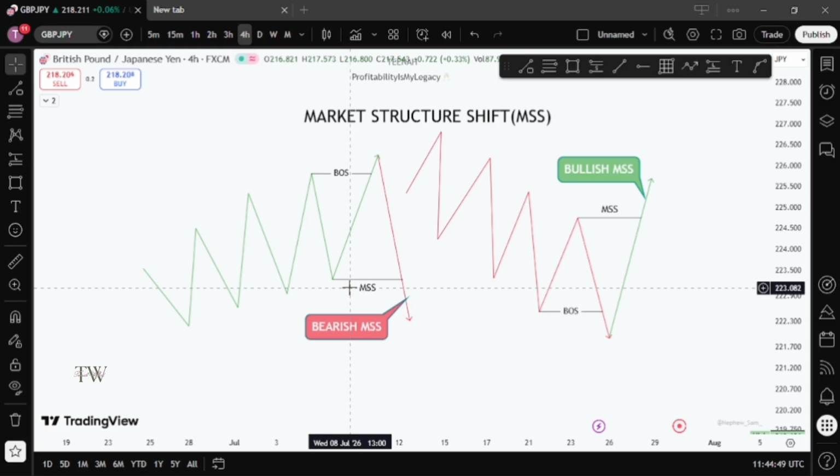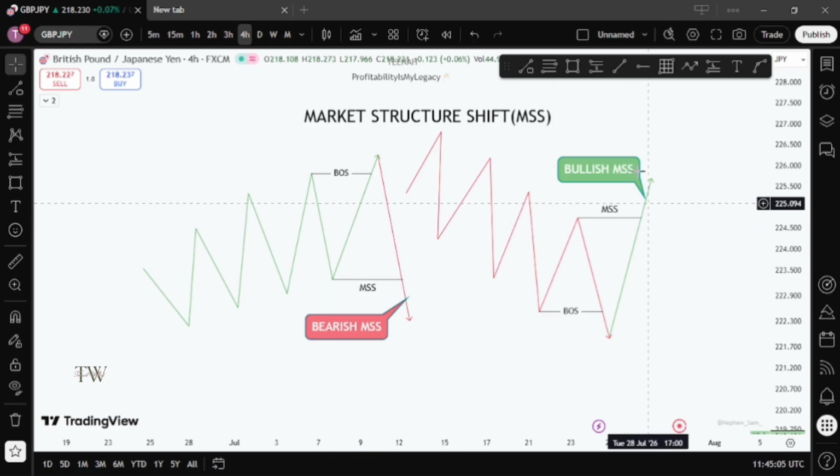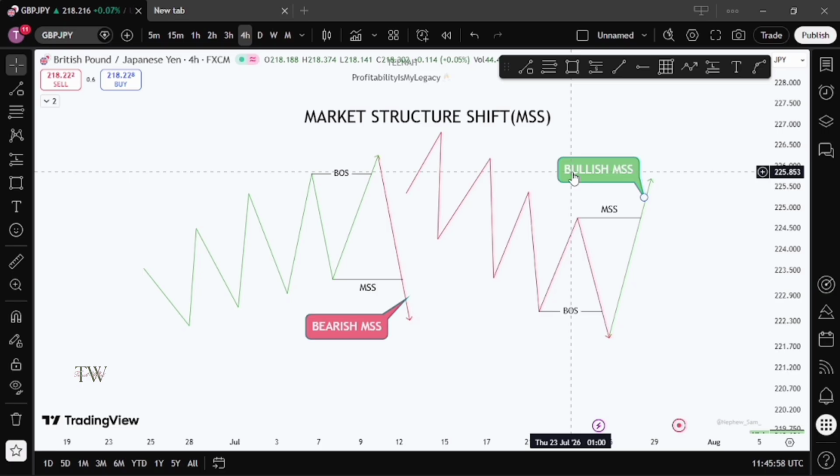It tells traders that buyers may be losing control or sellers may be taking over. However, change of character does not guarantee a reversal. I already said this. Traders usually wait for confirmation, a retest, or another break of structure in the same direction. Price needs to give another kind of break to confirm it. The key takeaways for this class: a break of structure simply implies trend continuation. A market structure shift or change of character is a possible trend reversal.